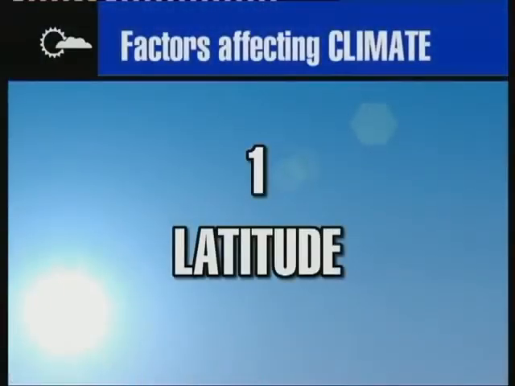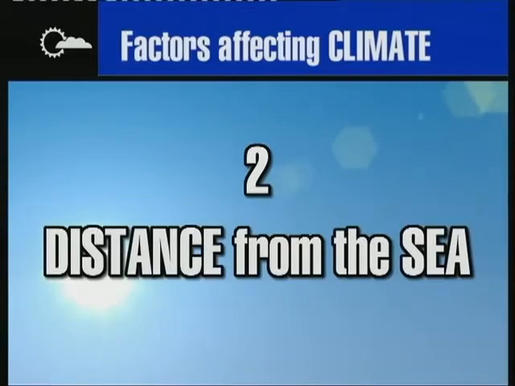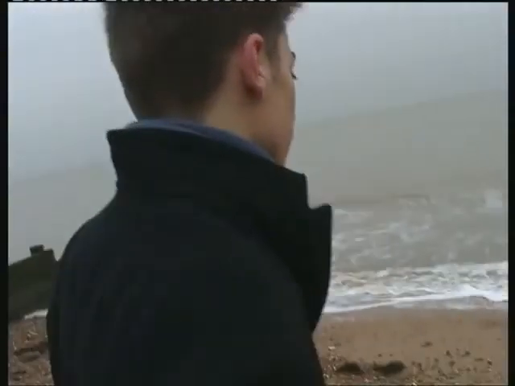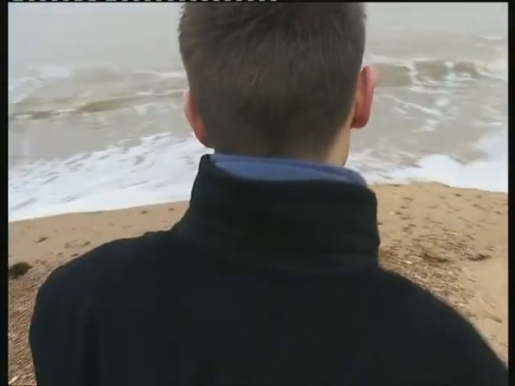But latitude isn't the only thing that makes climate what it is. There are 4 more factors. The next one is distance from the sea. The sea absorbs and stores heat much more than the land does. In summer, the sea warms up and stores the heat, which is slowly released during the winter.